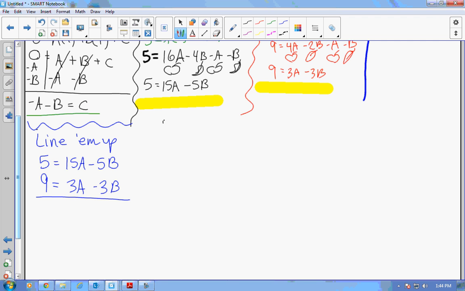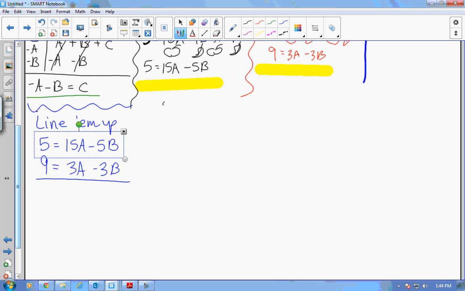What we are looking for, if you remember from 9th grade, I believe you've done elimination, systems of equations with elimination. Okay, we need one of the variables to cancel out. Right now, if I subtract, I have 15A minus 3A. Would that be 0? No. What about the B's? Negative 5B minus a negative 3B, which means negative 5 plus 3B. Would that be 0? No. Which one would be the easiest to manipulate to get to 0?